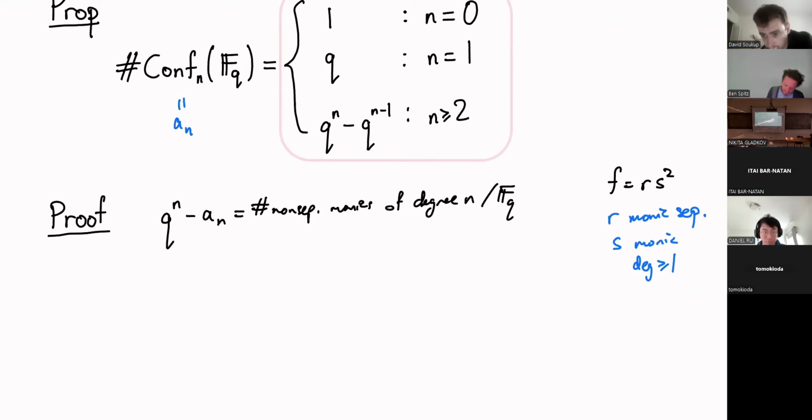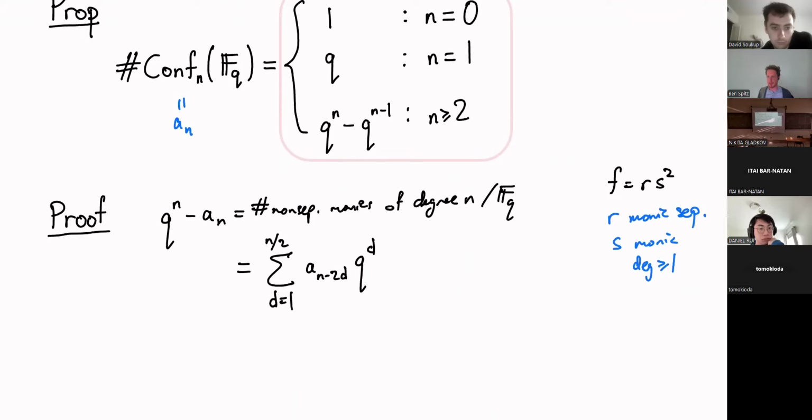Okay. And so I'm just going to add up over all the possible degrees of s. So that degree d could be 1, or it could get all the way up to floor of n over 2, because I'm doing s squared. And then r has degree n minus 2d, because we did s squared. And r is monic and separable, so that's going to be a_(n-2d), times how many monic polynomials there are of degree d, which is q^d.